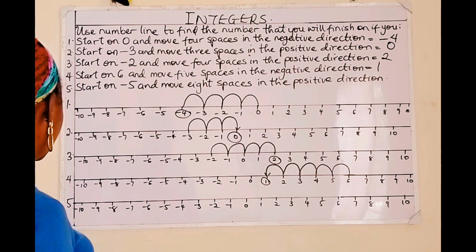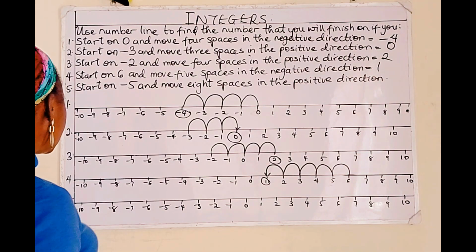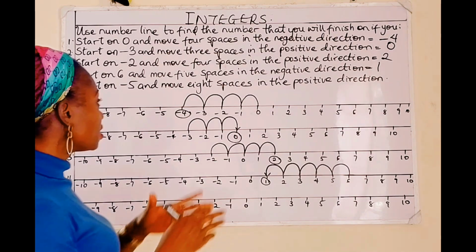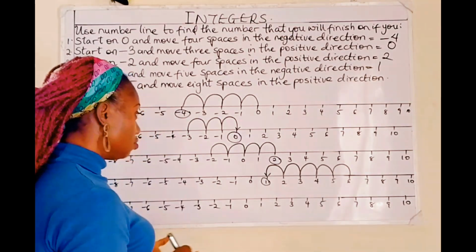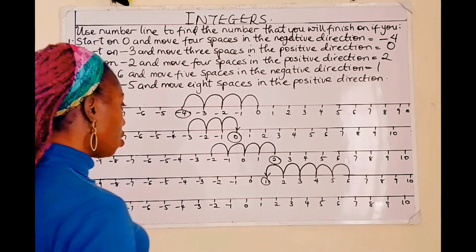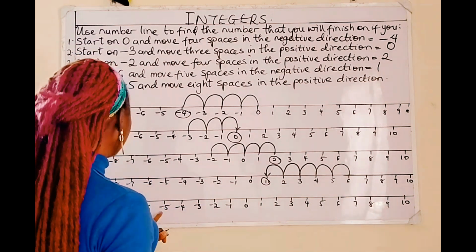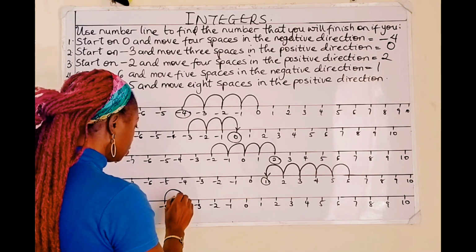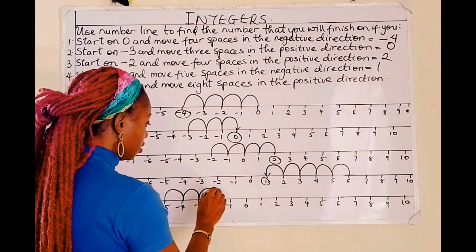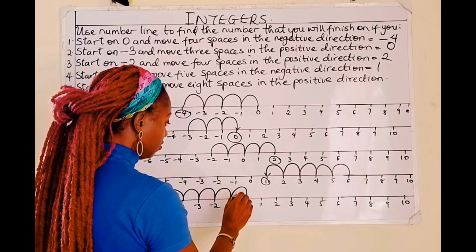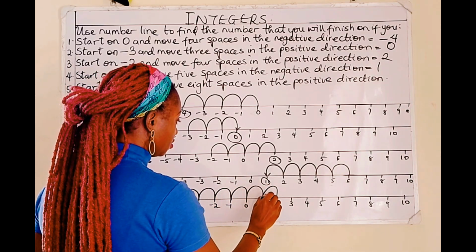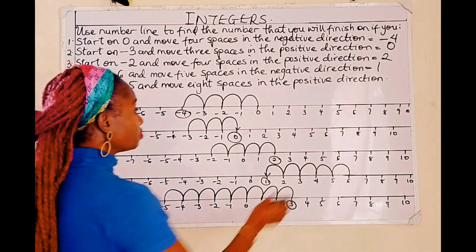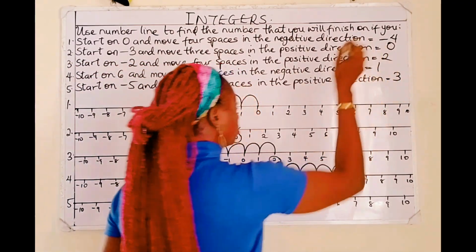Now the last question is 5. It says that we are to start on -5 and move 8 spaces in the positive direction. Alright? We'll start from -5 and move 8 spaces in the positive direction. Now let's go. 1, 2, 3, 4, 5, 6, 7, and 8. We stopped at 3. So the answer is 3.